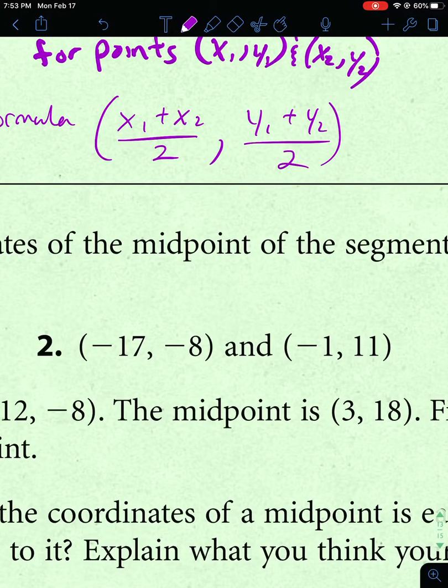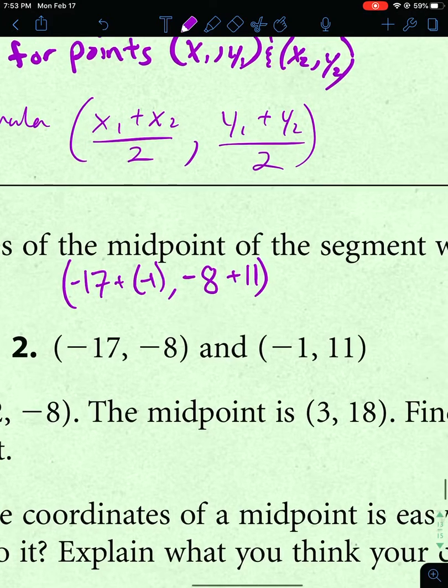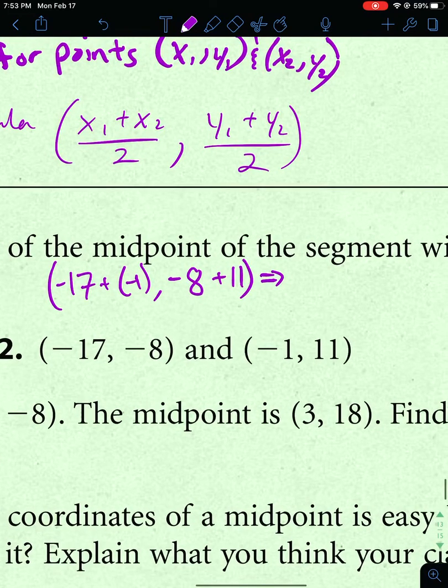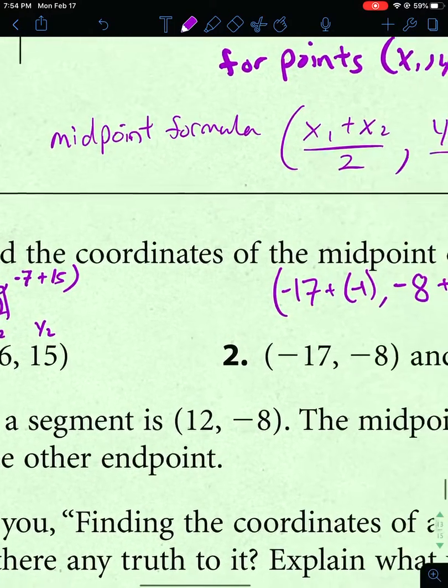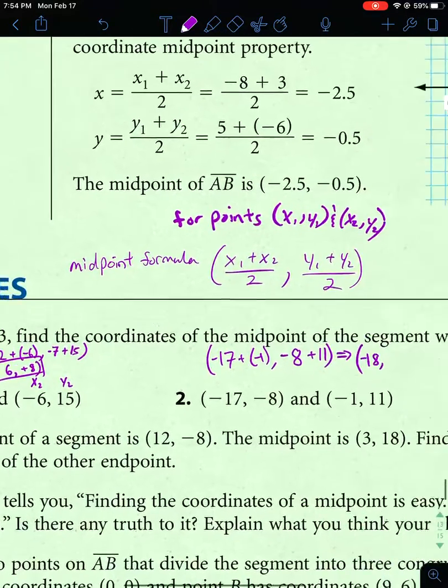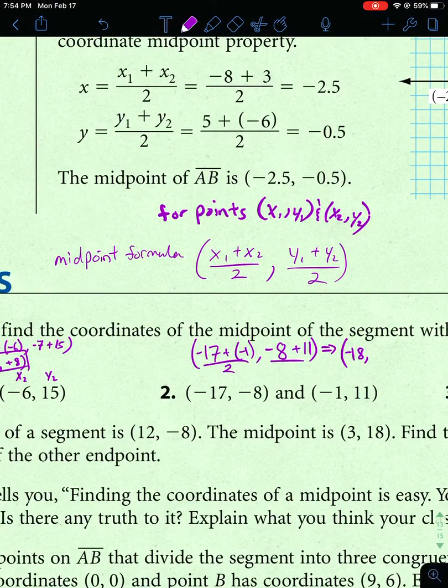For this one, again, we set it up. Negative 17 plus negative 1. That's the x-coordinate, and here's the y-coordinate, negative 8 plus 11. We can simplify that to get our final answer of the midpoint being negative 18. Oops. Oh, I forgot both of these should be divided by 2. So I'll fix this one first. Divide by 2, divide by 2, 18 over 2. Negative 8 plus 11 is 3 over 2. So our final answer here is negative 9 comma 1.5.